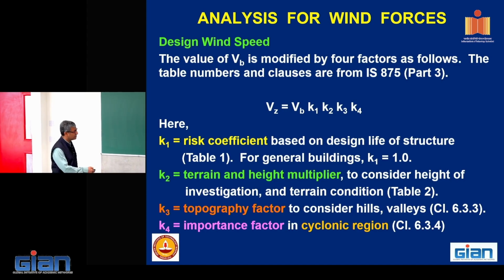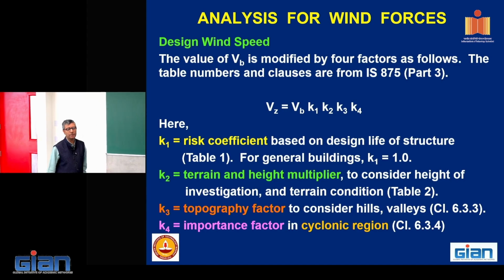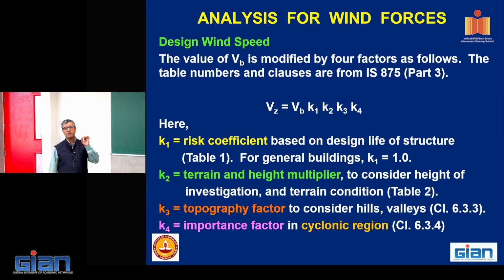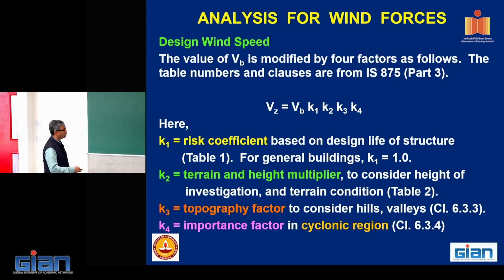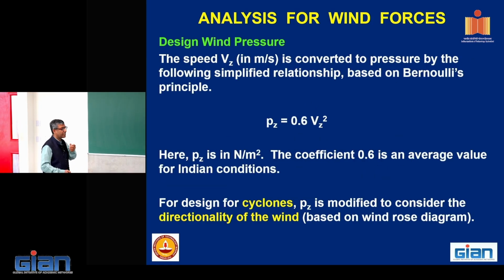Now this is typically for cyclone shelters, which are to be functional even after any major cyclonic events. The whole East Coast is subjected to cyclones. There are several cyclone shelters. For those types of buildings, this K4 factor is used, which has been introduced in the latest version of the code. There are tables given in the code from where we can get these factors and come up with the design wind speed.